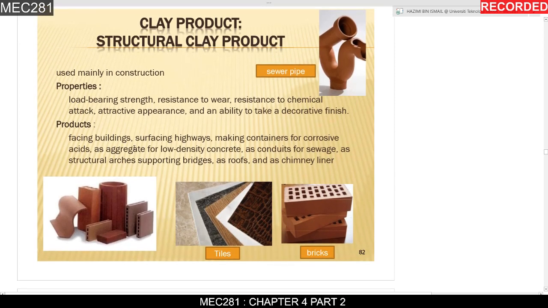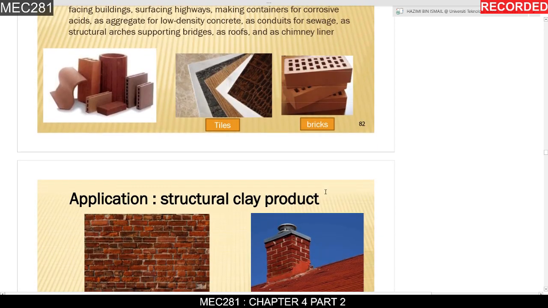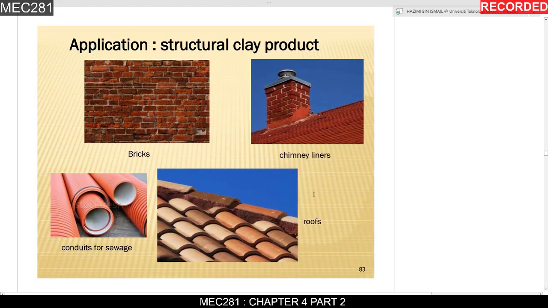Okay, so products dia banyak lah. So yang kita selalu jumpa lah, boleh tengok yang mana hasil daripada tanah liat tu. Okay, application. Once again, it shows the applications here that you can find in the bridge, chimney, conduits for sewage, and roof. Okay, cumanya sekarang ni produk yang datang daripada clay, daripada tanah liat ni agak mahal compare kalau daripada produk simen, daripada concrete or simen.